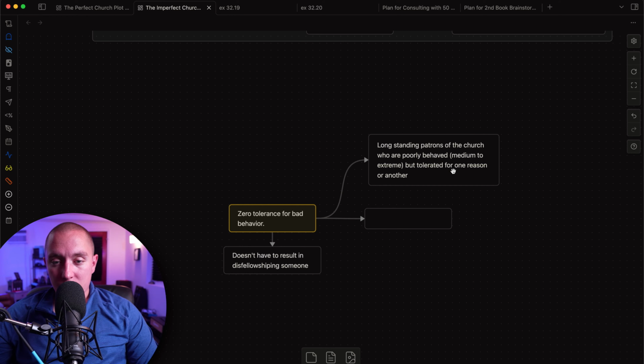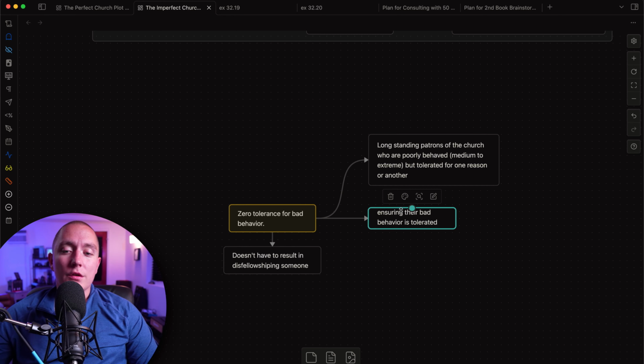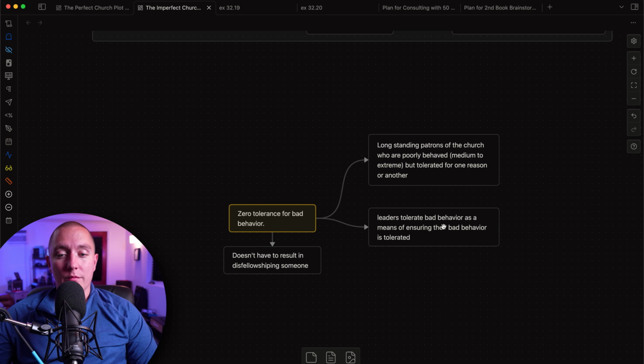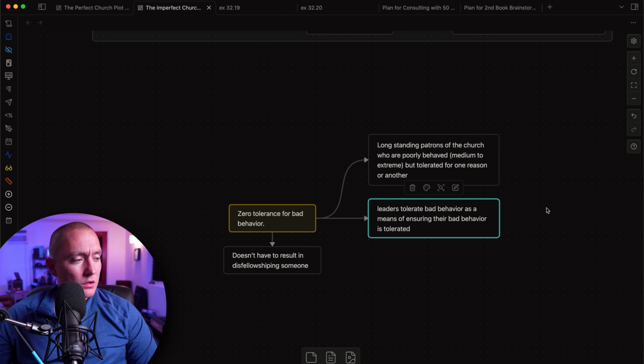Okay, long-standing patrons of the church who are poorly behaved but tolerated for one reason or another. And then what's another portrait of someone who has zero tolerance, or a church that has tolerance for bad behaviors? I would say the leaders tolerate bad behavior as a means of ensuring their own bad behavior is tolerated. So there's almost a reciprocalness sometimes. Not always. Sometimes that's not what's going on.